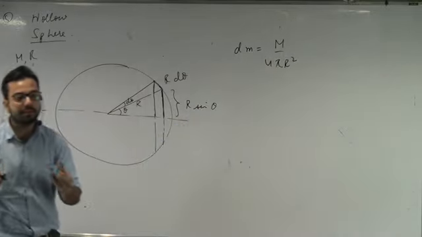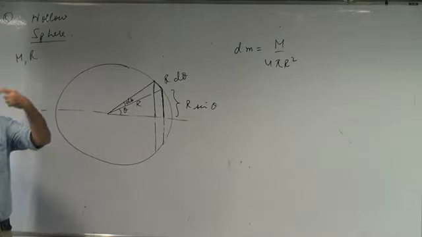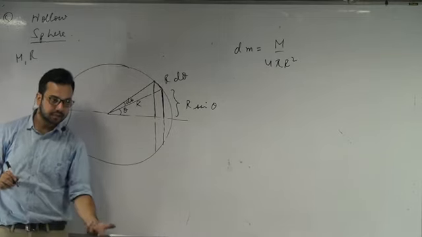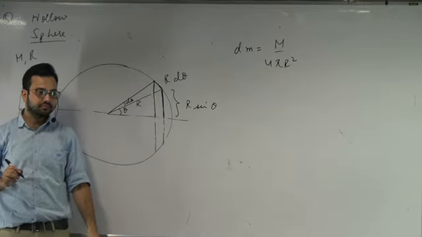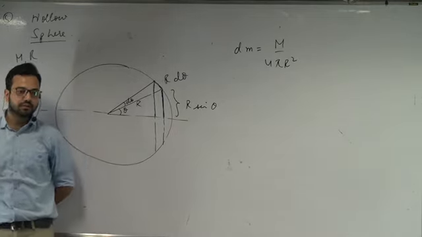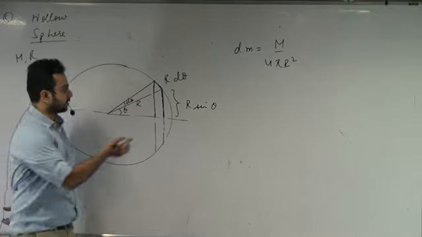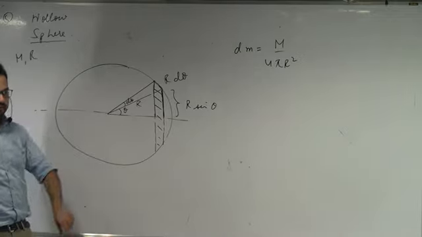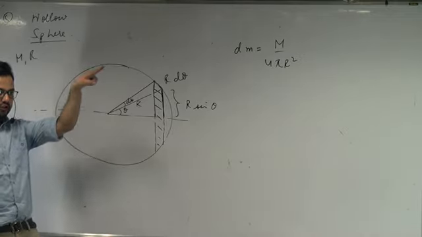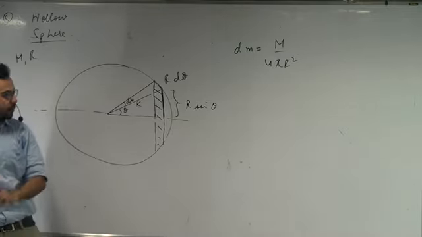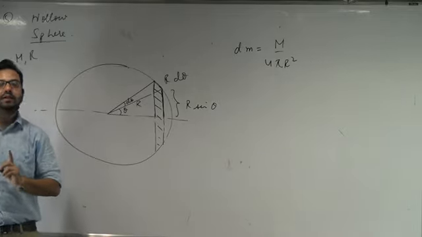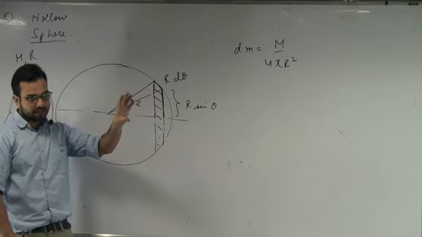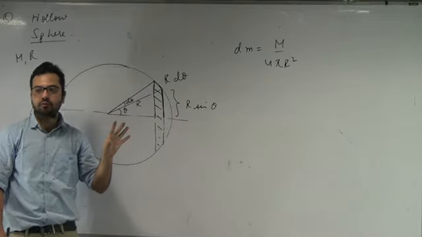Now multiply by the surface area of the ring. What will be the surface area of the ring? Think and say. The surface area of the ring. 2 pi r sin theta. Very good. Excellent.